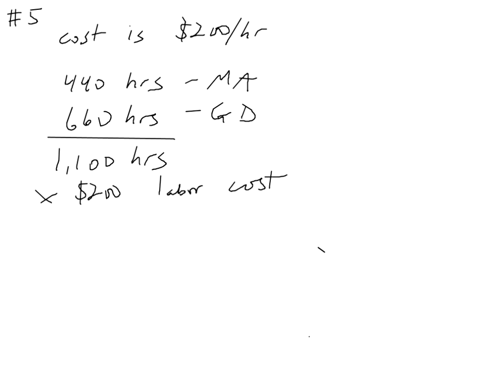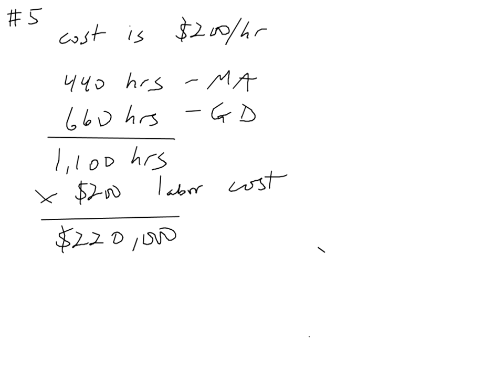So you get $220,000, and so that's going to be your cost. That's your labor cost. So that means that these are wages that you're going to pay. Usually, as we talked about before, if you're doing GAAP, you would debit wage expense and credit wages payable.